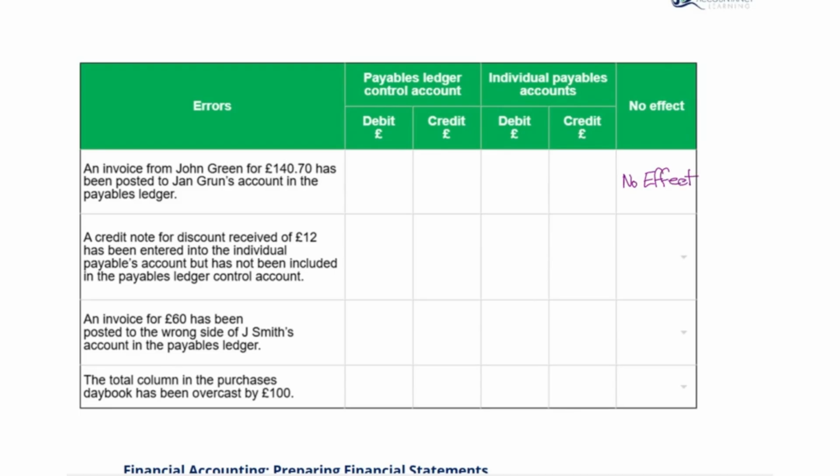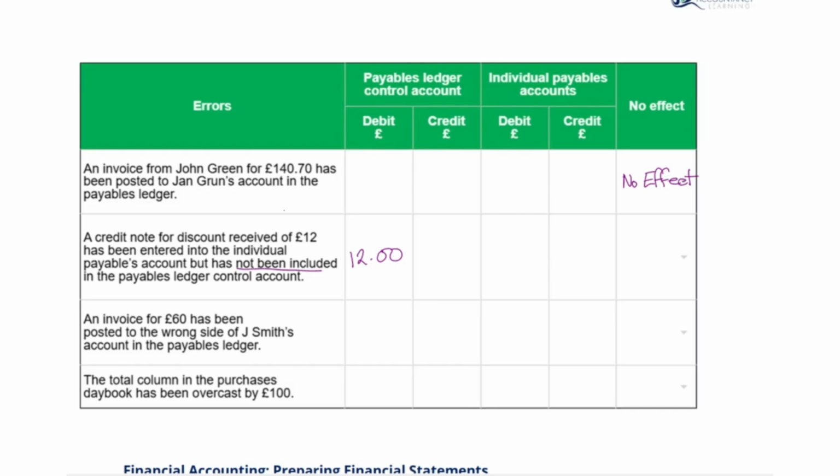A credit note for a discount received of £12 has been entered into the individual payables account, but not included in the payables ledger control account. So we need to put it into the payables ledger control account. We've received a discount from our supplier, so it reduces our liability. So it would be a £12 debit.